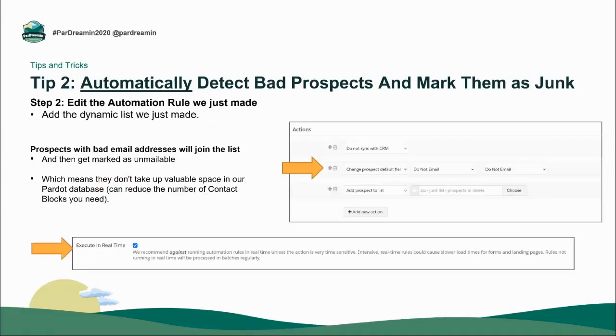And the actions are the same as before. You don't sync with the CRM. You change the prospect default field, do not email, to do not email. You can add them to your junk list if you want.